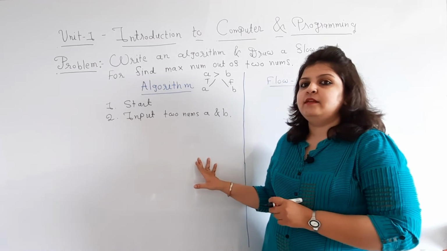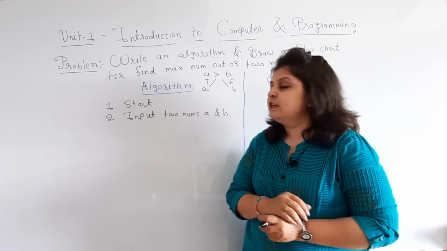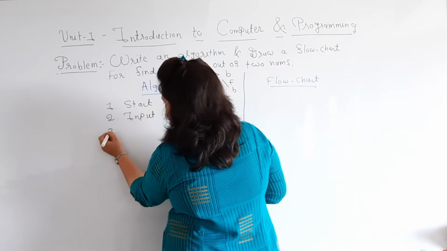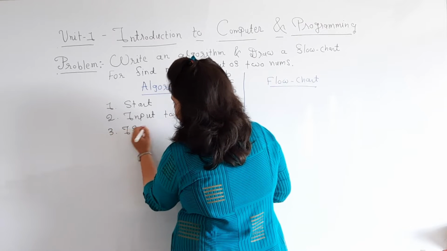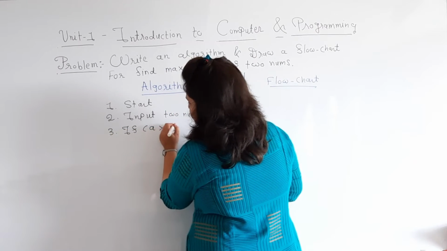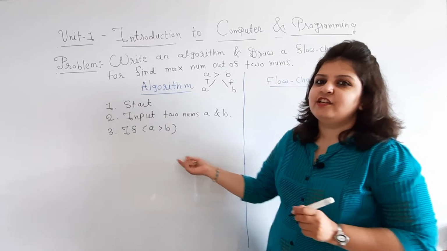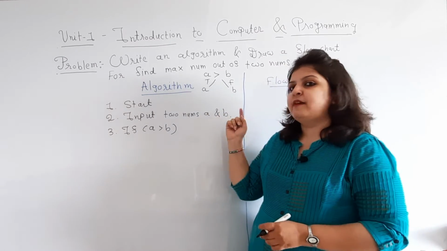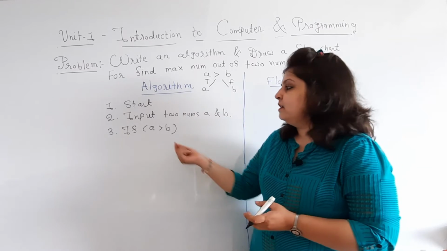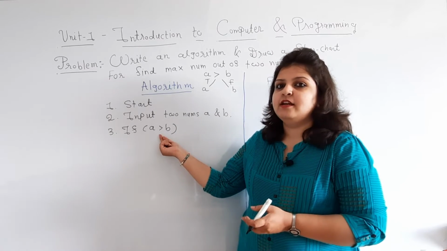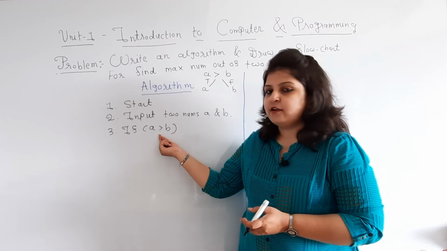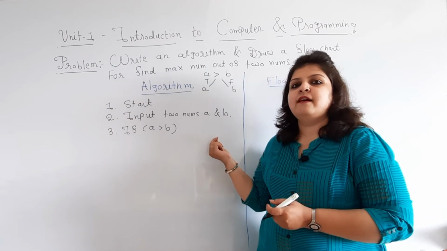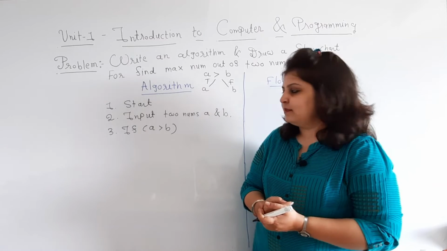Now after entering input, next step is process. But here in process, how can we write it? We have to use a condition. So we can write it like: if A greater than B, because our condition is A greater than B, we have to find max. If you want to find the minimum out of two numbers, then we simply change the symbol, the operator, to less than, A less than B, then we can find the minimum out of two numbers.